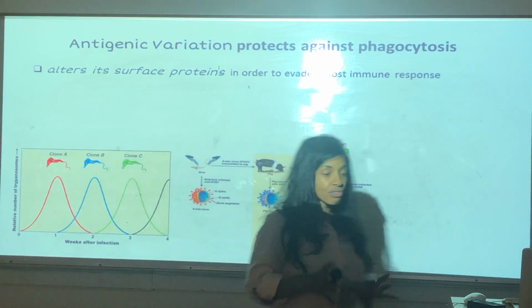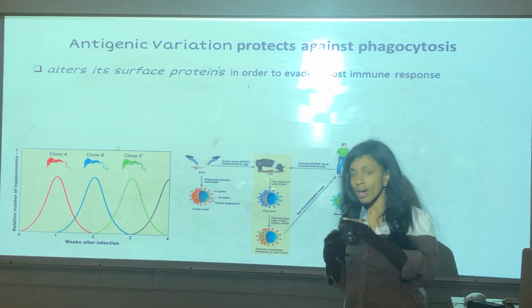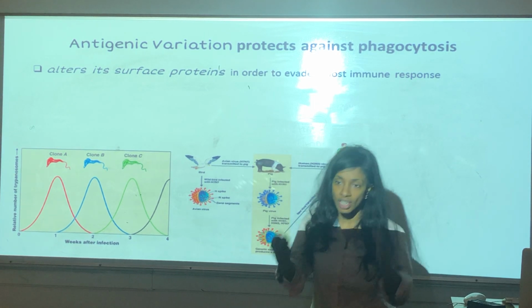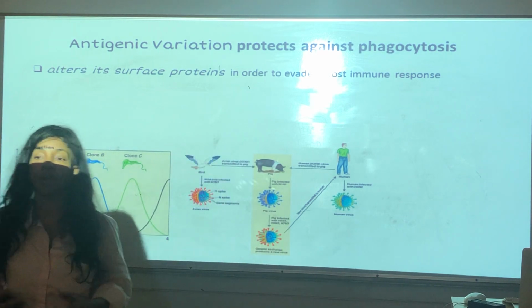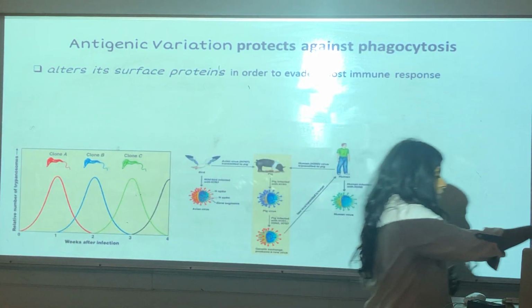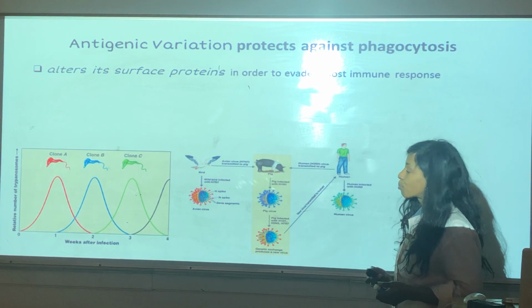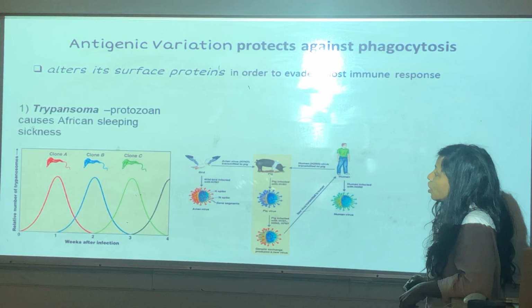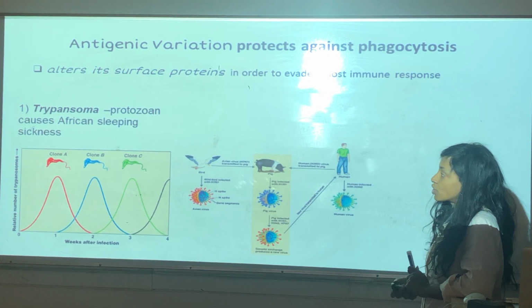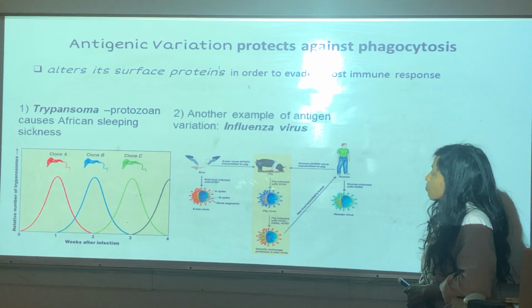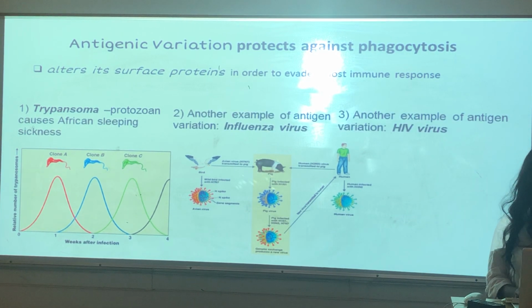So every time the foreign invader changes, the phagocyte has to say, look, they changed, so how do we attack them now? Oh, they changed again. We have to figure out how to attack them again. There are several organisms that can perform this antigenic variation. We have Trypanosoma, a protozoan which causes African sleeping sickness. The flu is another example. And the third example that I posted here would be HIV.